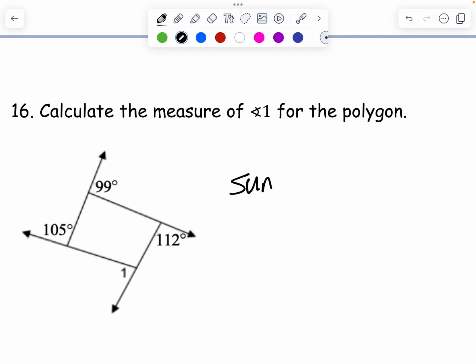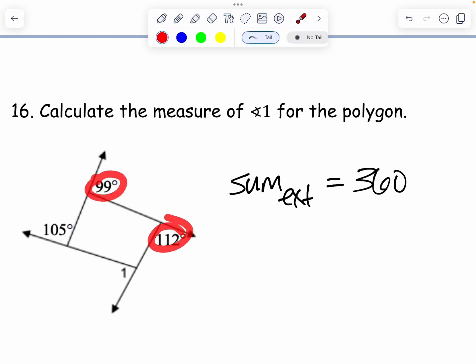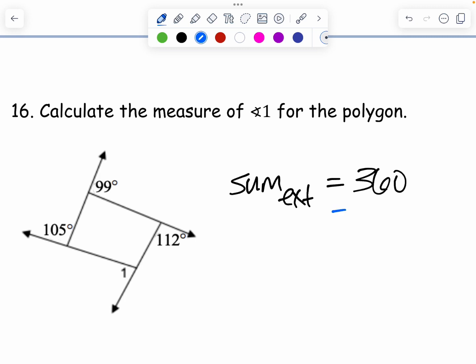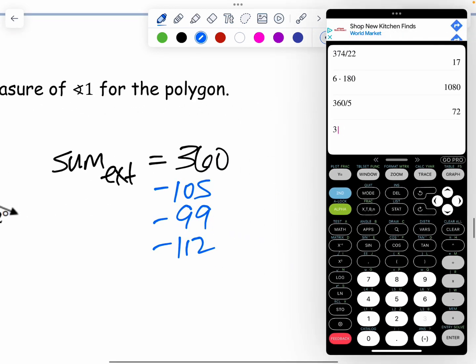The sum of all the exterior angles is always 360, okay? But I know this one and this one and this one, and I have to figure out what is angle 1, okay? If I know what they all add up to, then I think you know what to do after that. We're going to subtract 105, we're going to subtract 99, and we're going to subtract 112. 360 minus 105 minus 99 minus 112. I am left over with 44.